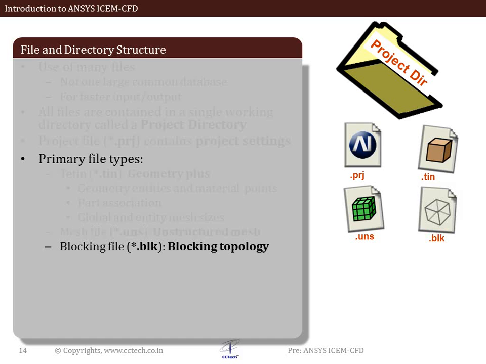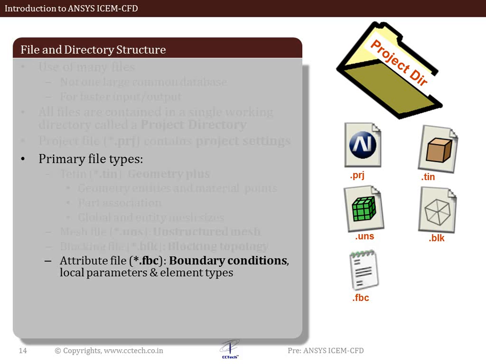The .blk file contains the block topology. This file gets generated only in case a multi-block structured mesh is generated. There is a great advantage of giving independent control on this file. This allows us to use the same blocking file on various geometries with the same topology. This helps us during parametric study, where a small change in geometry is done to study its effect on flow physics. The .fbc file contains boundary condition information.